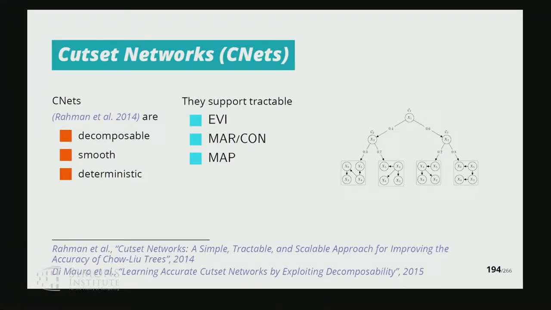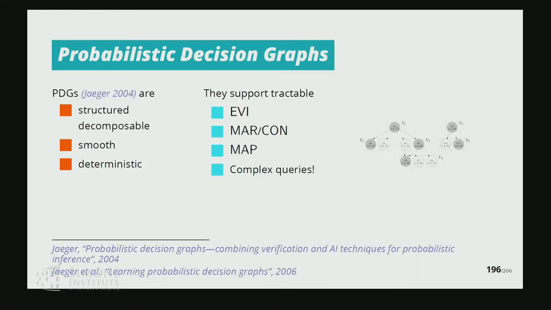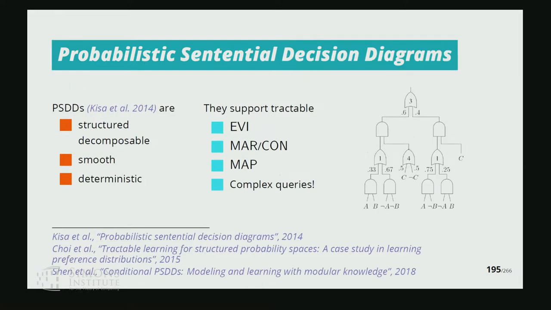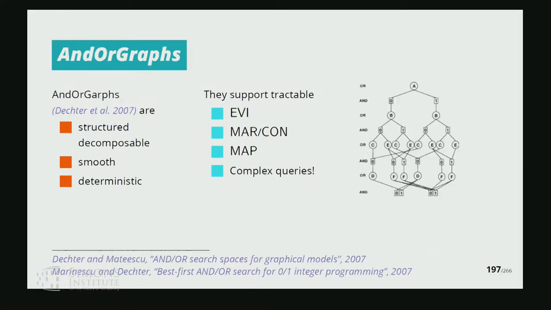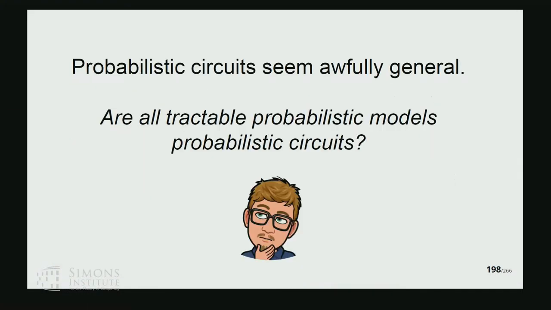Cut-set networks look very different, but they end up kind of being like BDDs followed by tree-shaped graphical models. By now, it should be clear that these are just probabilistic circuits. And there are a few other things like probabilistic sentential decision diagrams, probabilistic decision graphs, and OR graphs. And so, credits to all of that original work.